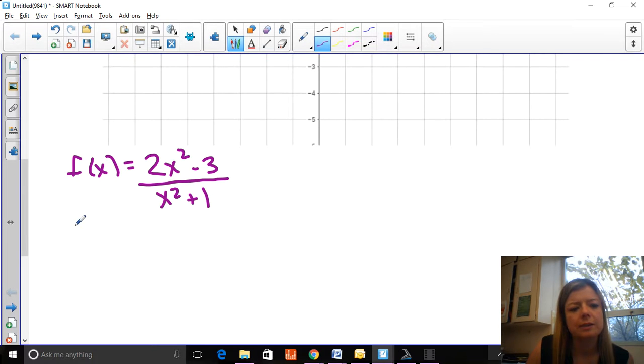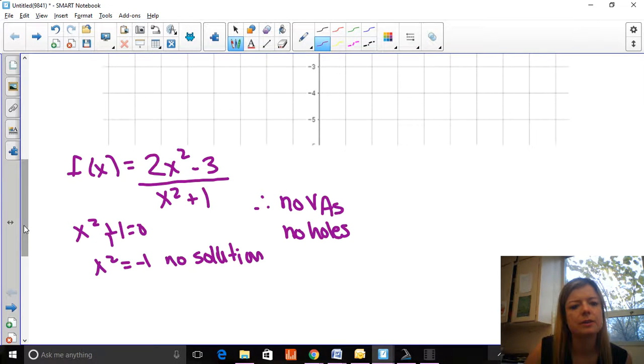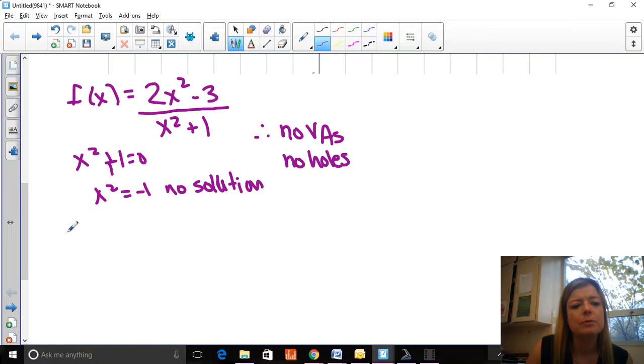Okay, so the first thing I'm going to look for is any vertical asymptotes or holes. So I set my denominator equal to 0, and that gives me x squared equals -1. Now there's no solution to that. You can't square root a negative, so that means there's no VAs and there's no holes. So that's interesting because usually there is at least one of those.